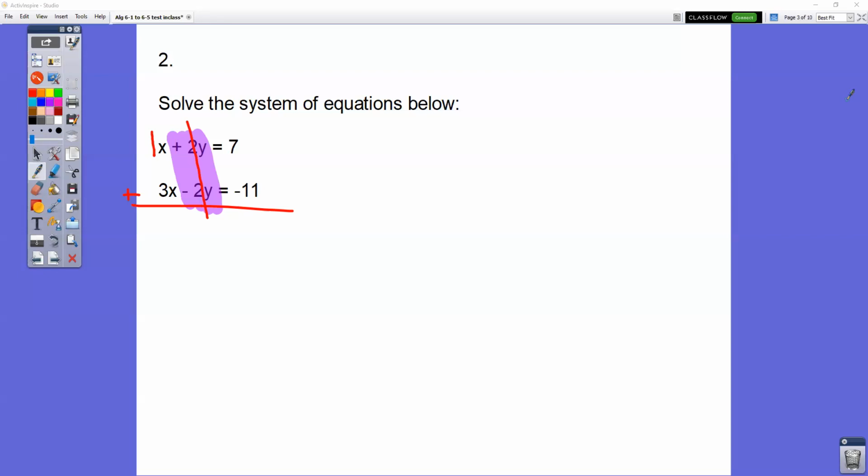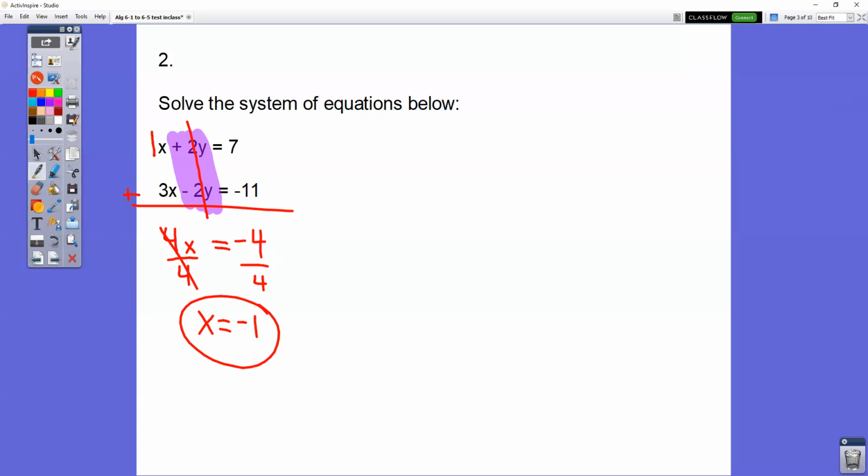So in this one, we want to add going down. 1x plus 3x gives you 4x. Bring down your equal sign. 7 plus negative 11 is negative 4. Now we're just going to solve for x. So divide by 4, divide by 4. You get x equals negative 1.